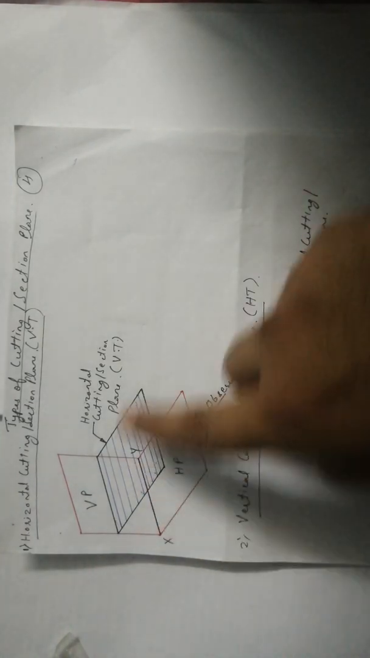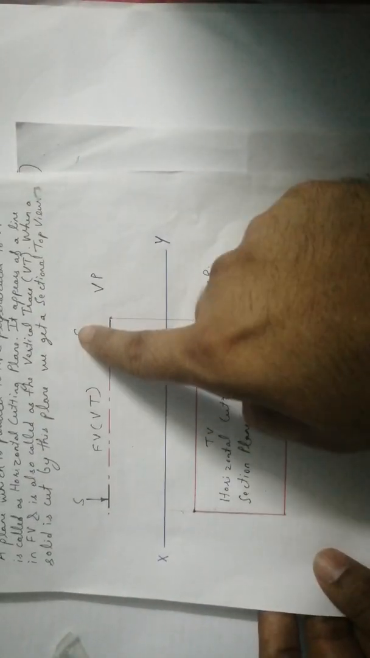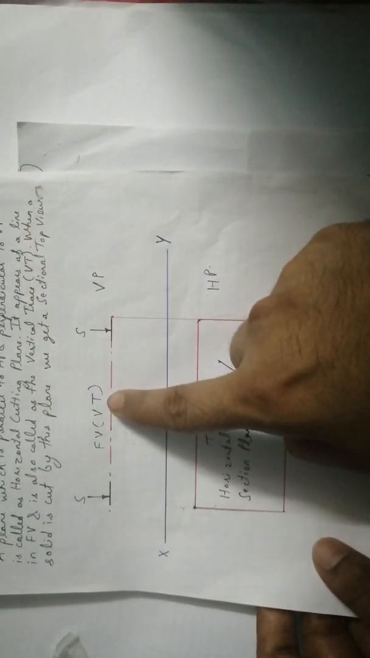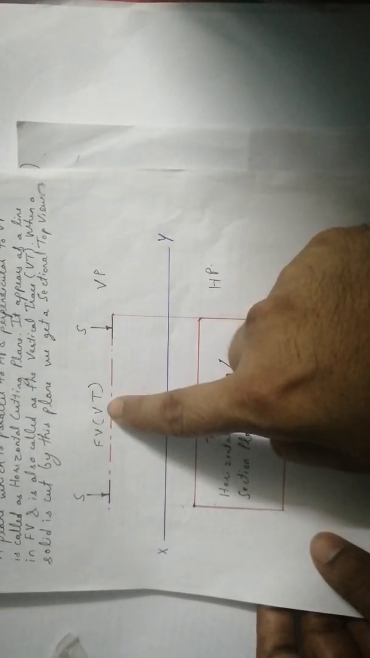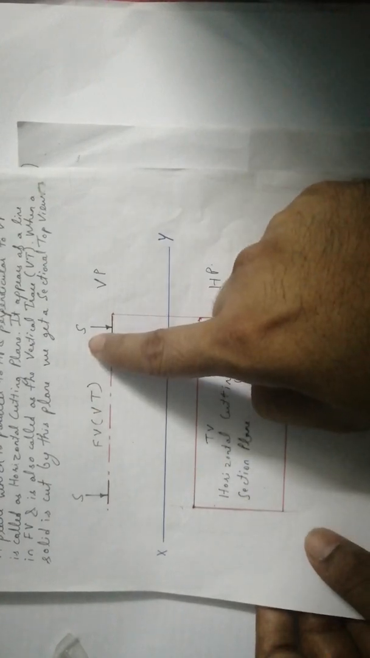Horizontal cutting plane or section plane, which is also known as a vertical trace. As you can see, friends, a plane which is parallel to the horizontal plane and perpendicular to the vertical plane is known as a horizontal cutting or sectional plane. Since this plane, from the direction of vision of the observer, is seen as a line in front view, it is also called a vertical trace, since it is projected as a line in front view. That's why it is known as a vertical trace, which is projected on the vertical plane.